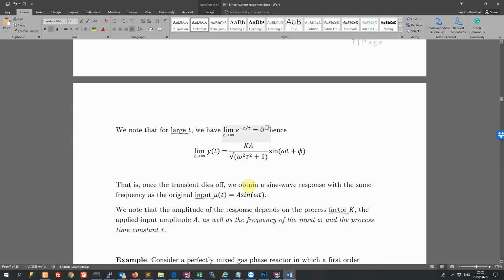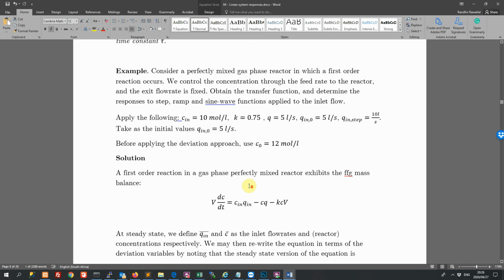Nicely behaved. And there's a nice example here. You've got a perfectly mixed gas phase reactor in which we have a first order reaction. We are trying to control the concentration in the reactor by controlling the feed rate to that reactor. So the inlet flow rate is controlled. The exit flow rate is a fixed constant. We want to find the transfer function for that, and we want to know about the responses to the step, ramp, and sine wave inputs.